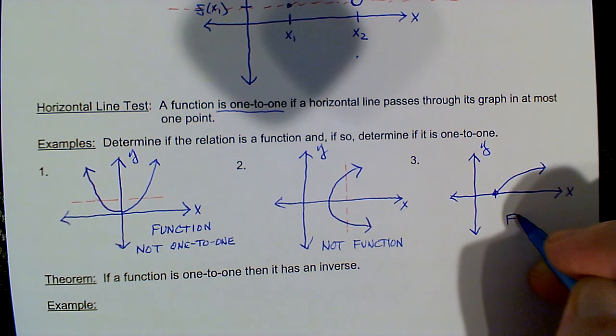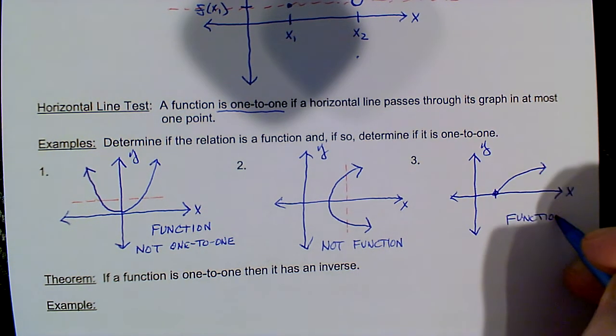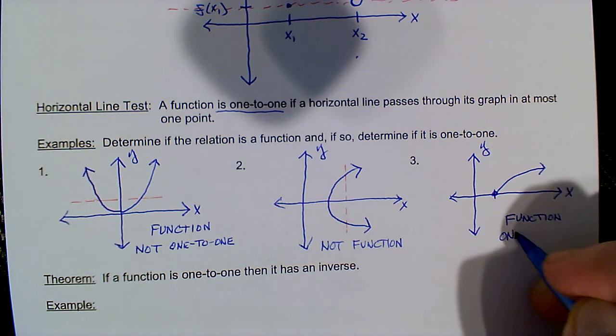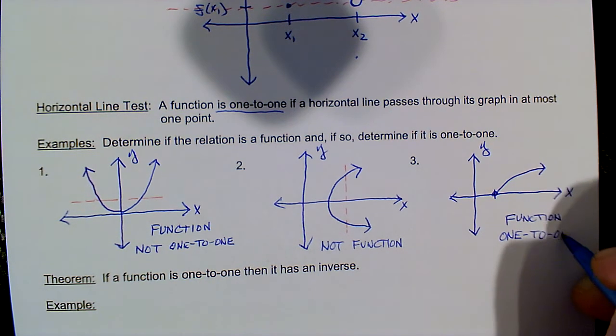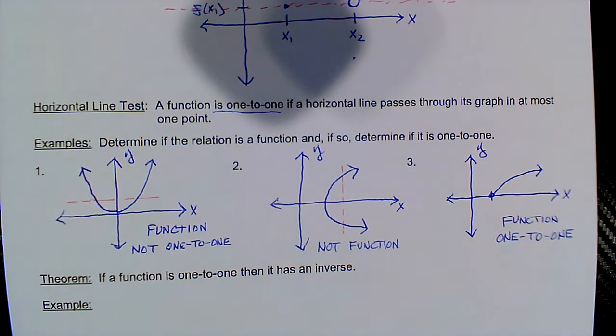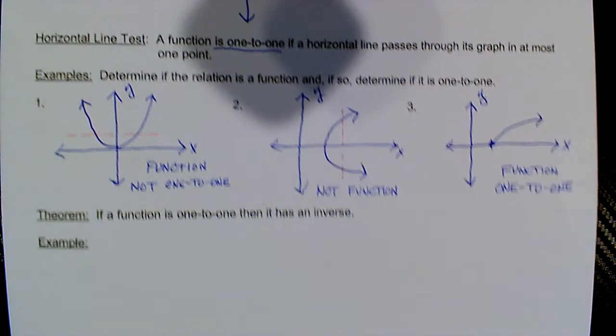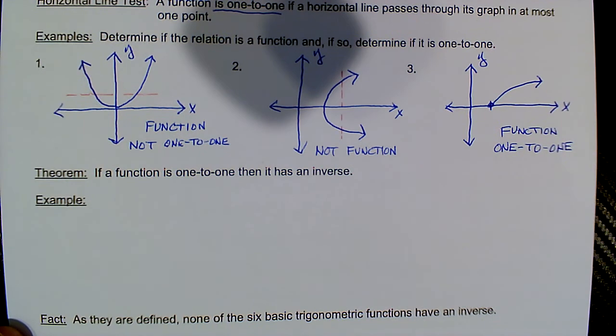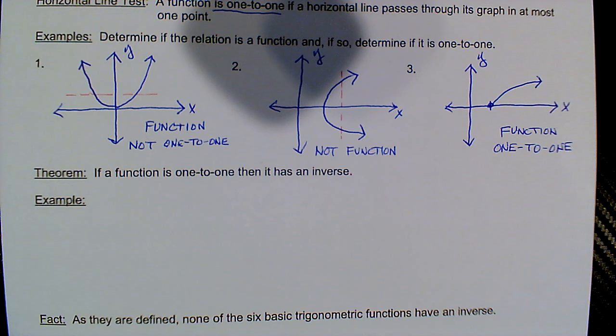So there's an example that is a function because it passes the vertical line test, and it is 1 to 1 because it passes the horizontal line test. So here's the Monumental Theorem. This is the type of theorem that you would prove in a junior level math course. It's beyond what we're going to prove here, but it says if a function is 1 to 1, then it has an inverse.